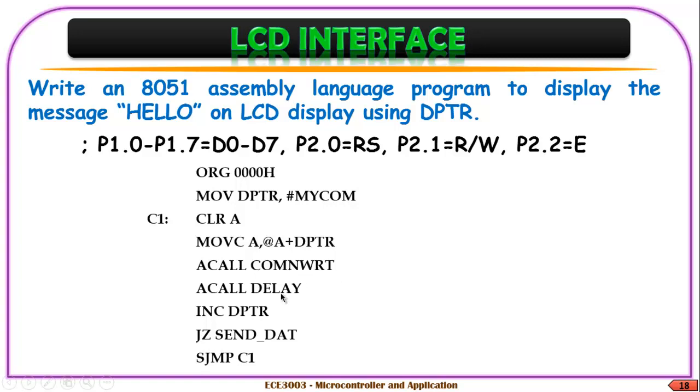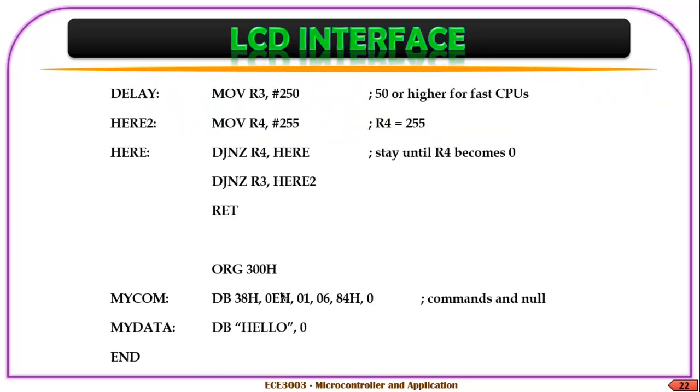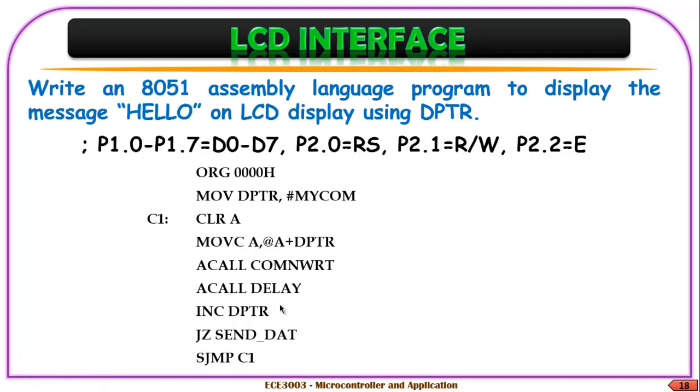Once you call the delay, I have to increment my data pointer to access the next data. After 38, we have the data 0E in this case, so 0E must be accessed by the LCD screen. For this, we're incrementing the DPTR. Now the DPTR will be pointing to the next value, that is 0E. Now I'm checking whether I've completed all the operations. JZ means jump on 0, send data.